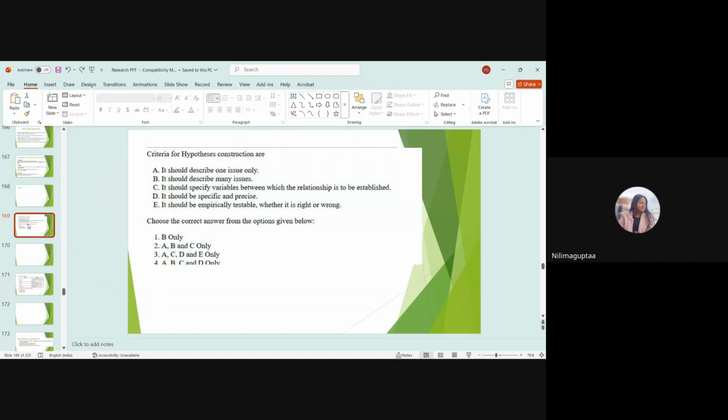We discussed hypothesis yesterday. How do we frame it? What are the two things in a hypothesis? So what will be the possible answer?